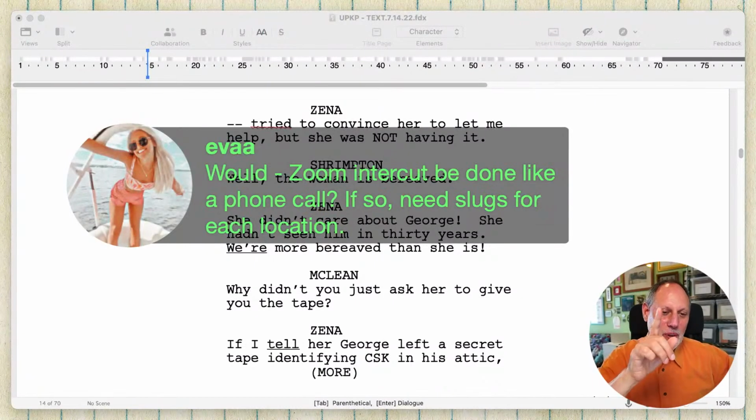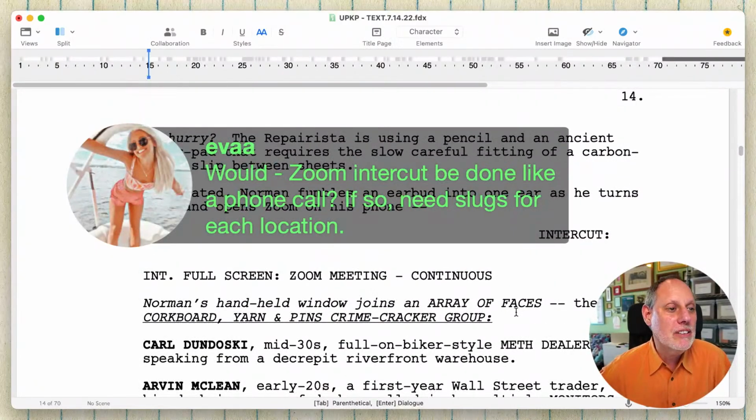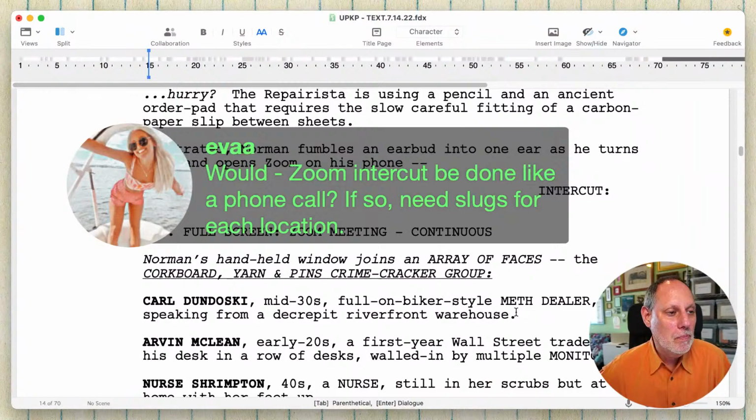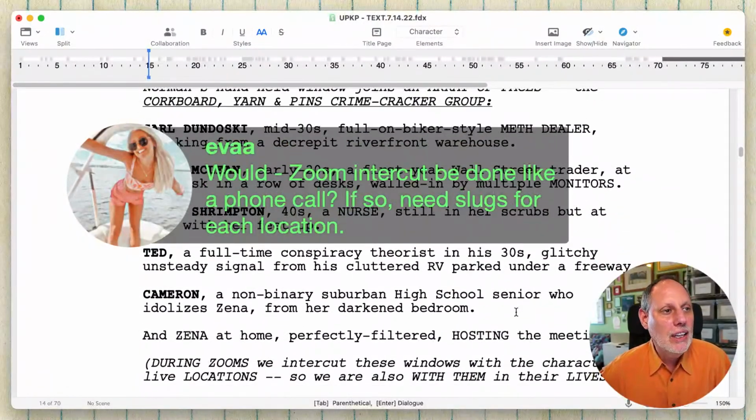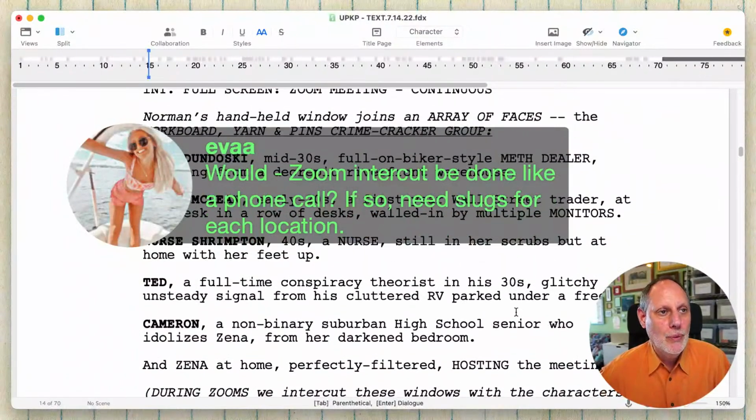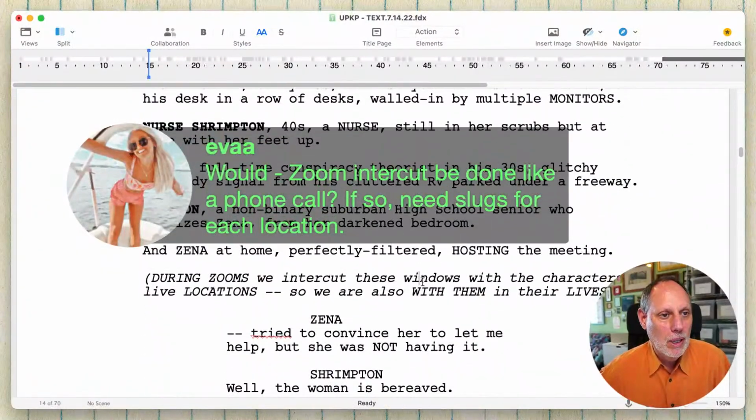Interesting, Eva. I will tell you that you do not need slugs for each. Oh, actually, you do need slugs for each location. And down the line, that would happen. But at the moment, in order to make it readable, you would. Yes, this is true.